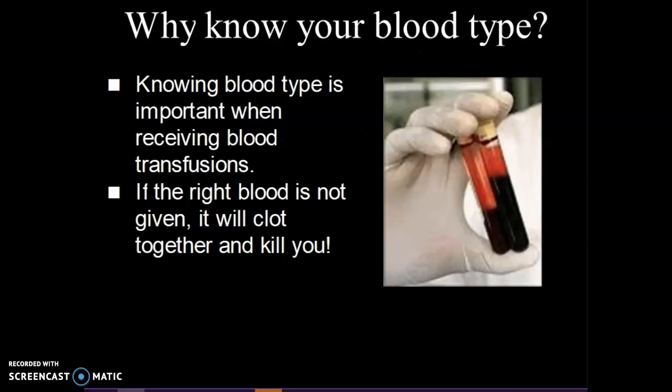All right, so why is it important to know your blood type? Only if you need a transfusion, because if they give you the wrong kind of blood, it can clot. Think of it like making a giant scab inside your body, or your blood kind of turning thick like Jell-O. And obviously you can die from that.